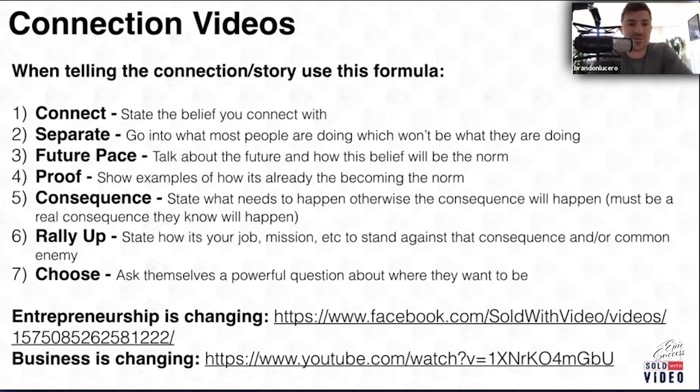And then I show the proof. And we see examples all around us. Look at people making money off of Uber and Airbnb. And I just start giving all the examples of people making money outside of the traditional college degree thing. Then I do a consequence: state what needs to happen, otherwise the consequence will happen.